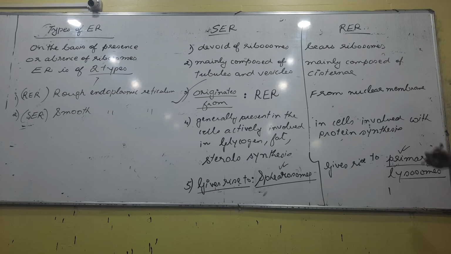Primary lysosome combines with something and forms secondary lysosomes. The primary lysosome that was formed at the beginning mixes with the food particles or the particles that enter inside the cell and forms a body; that body is called secondary lysosome.